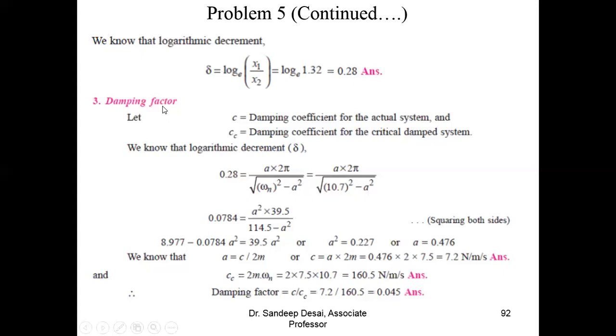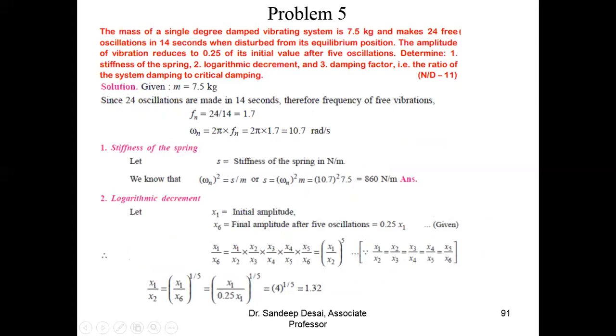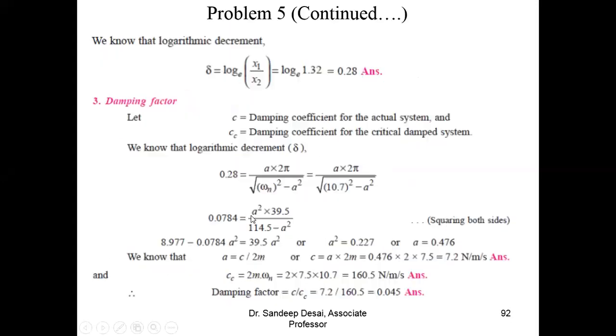Now the next thing that you need to determine is the damping factor. What do you need to determine? Stiffness of the spring we have determined, logarithmic decrement delta we have determined, the ratio of the system damping to critical damping, that is zeta, we have to determine, and that is nothing but the damping factor or damping ratio. So let's see how to do that.